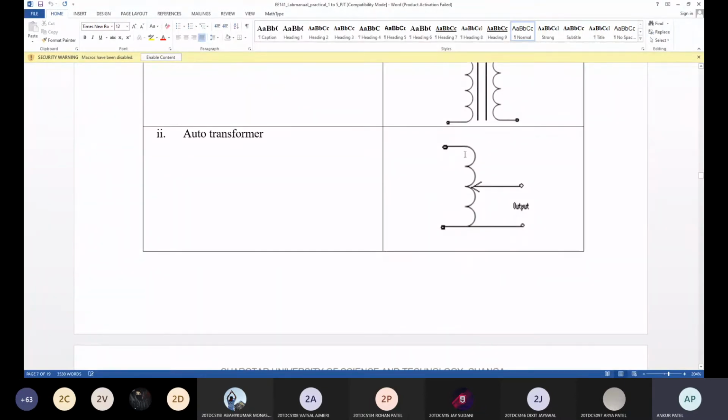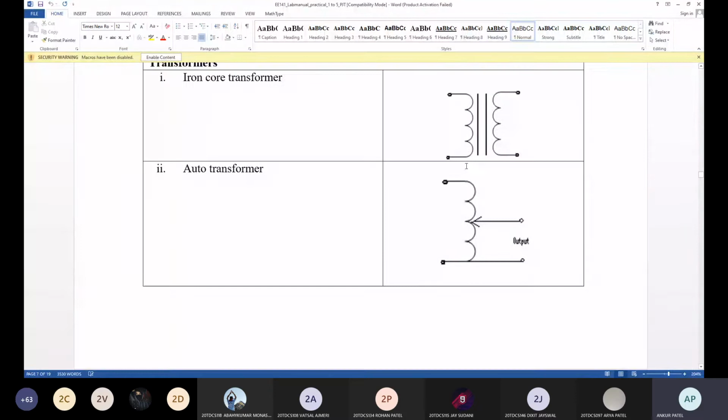Auto transformer. In the auto transformer you can see we have only one winding, but it can act as a primary as well as a secondary. By having a number of tappings, you can take the voltage level. Here I have taken the tapping. Suppose this is 5 volt, then 0 to 5 volt you can use by this tapping. So it is called the auto transformer.